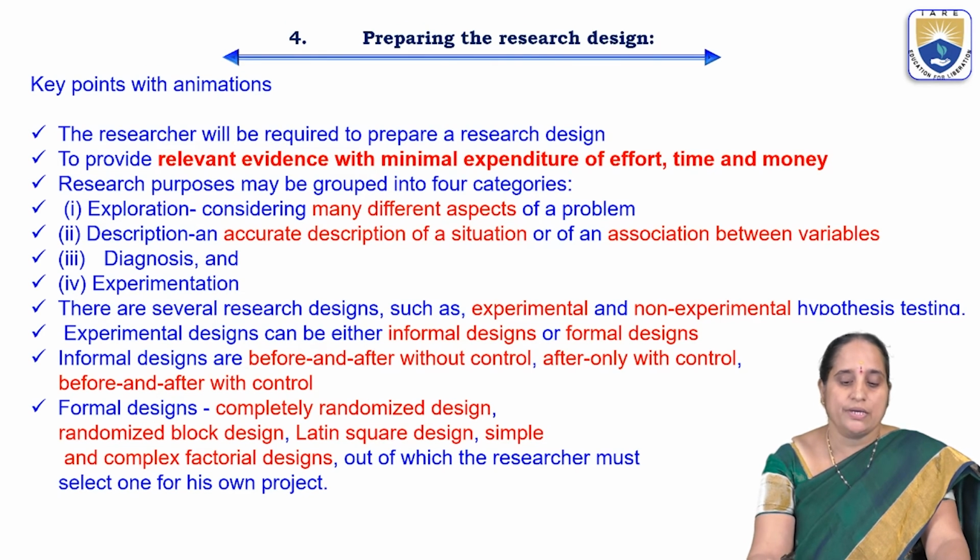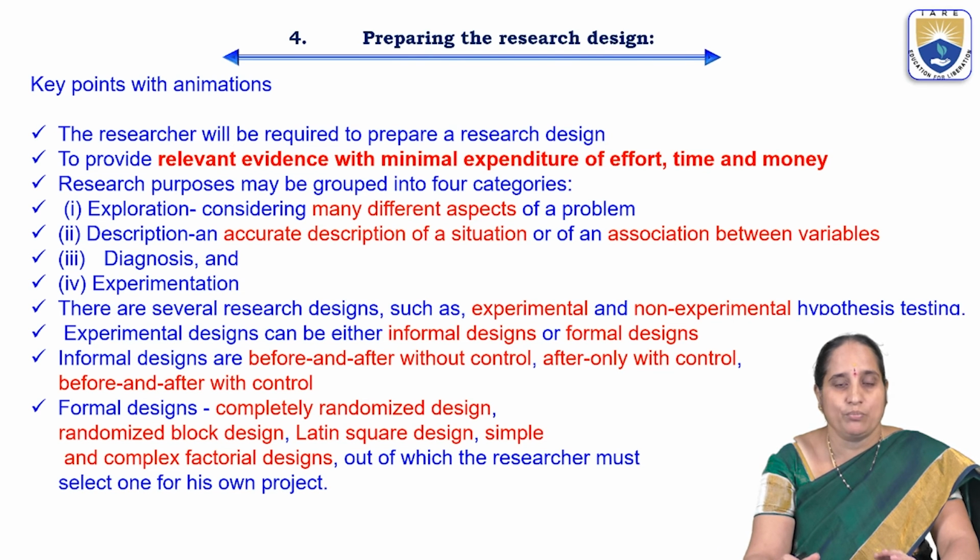The next one is diagnosis. Here we used to find what is the cause and effect relationship. So when you are going to study two different variables, how these variables are related to each other, what is the independent variable and what is the dependent variable. So all these things we used to find out effectively, and for that, whatever research you are going to conduct, that is known as diagnosis research.